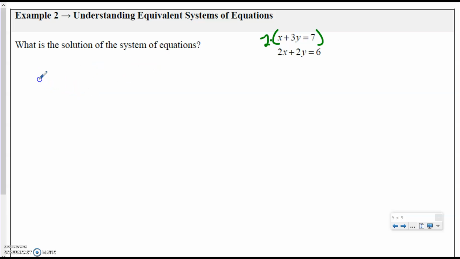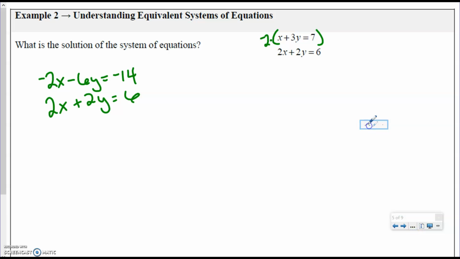So I'm going to multiply everything in the equation. The most common mistakes are that people forget to multiply by something or they forget a sign. Okay, so negative 2 times x is negative 2x. Negative 2 times 3y is negative 6y. And negative 2 times 7 is negative 14. The second equation I'm not changing. Kept it the same.